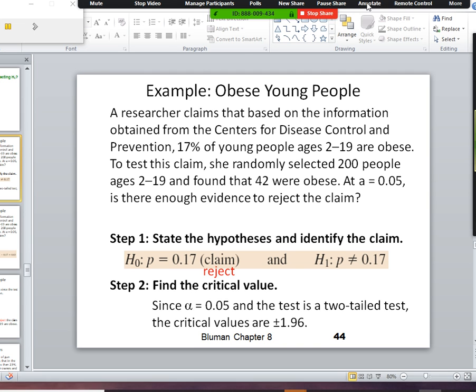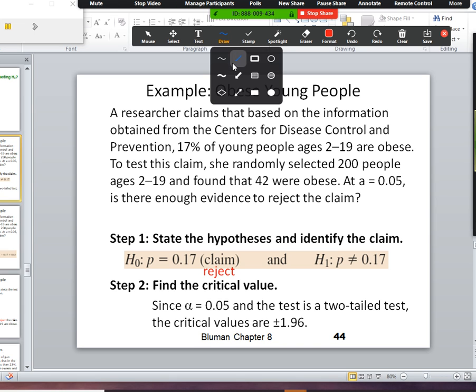Example, obese young people. A researcher claimed that based on the information obtained from the Center for Disease Control and Prevention, 17% of young people ages 2 to 19 are obese. To test this claim, she randomly selected 200 people ages 2 through 19 and found that 42 were obese. At a 0.05, is there enough evidence to reject the claim?